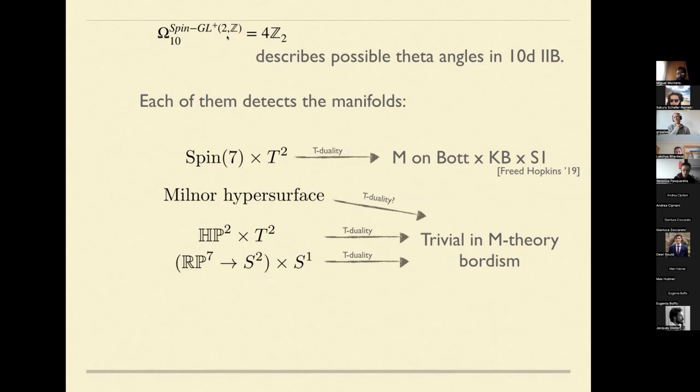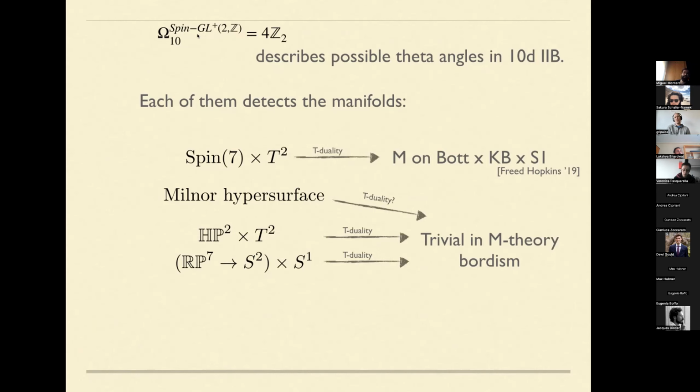But we observed that if we use T duality, we can relate them to M theory backgrounds, and M theory theta angles are much better understood thanks to this paper by Freed and Hopkins. So if you take this HP2 cross T2 and you T dualize, or this other one and you T dualize on the circle to get a type IIA background, the corresponding classes you get seem to be trivial in M theory bordism. So that seems to suggest that there's no theta angle. These 2 theta angles were just an artifact of us doing a 2-core approximation.